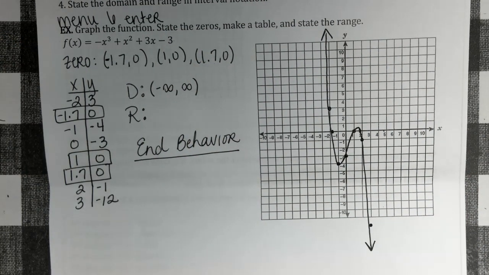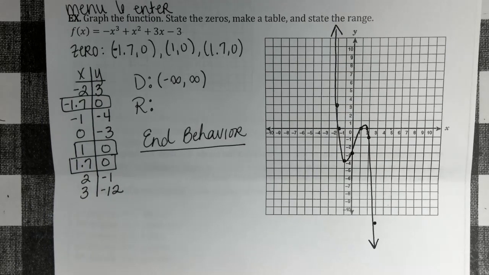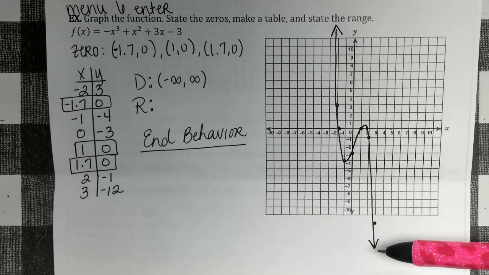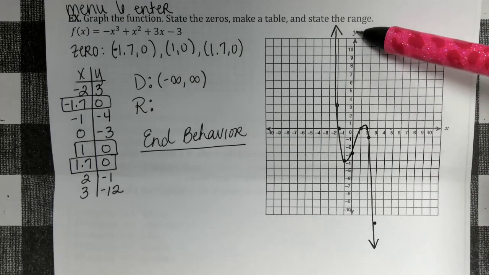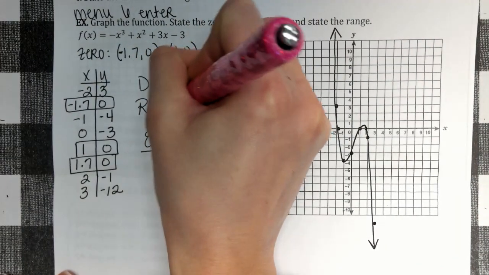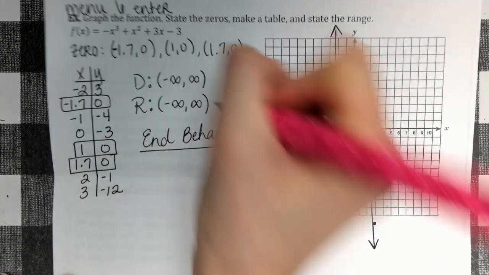Okay, I can't remember if I asked for domain or not, because for all polynomials you have an arrow on both sides. So it should be negative infinity to positive infinity no matter what. Now your range will depend on what your graph is. My range, I go from bottom to top. So do I have a bottom boundary? No. Do I have a top boundary? No. So then my range is also negative infinity to positive infinity.